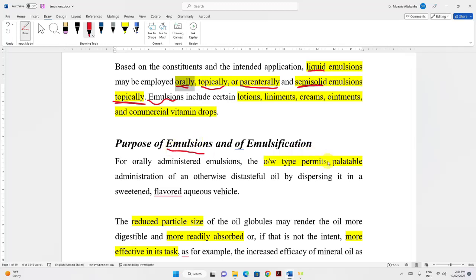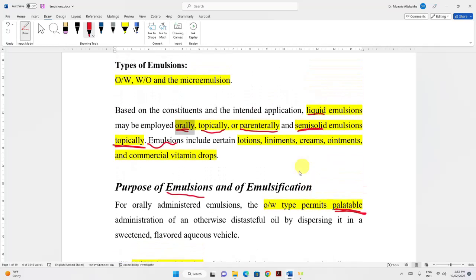Okay, one of the reasons is palatability, or to make it permit the drug that may be in an oily state. Okay, it's an oil, you cannot drink it because it doesn't taste well. So what you do, you take this oil and put it in water.